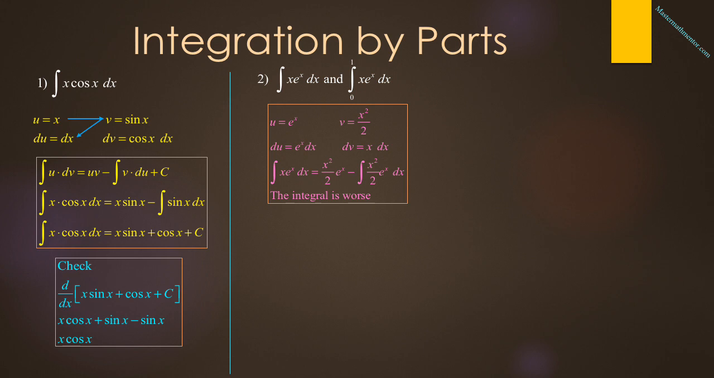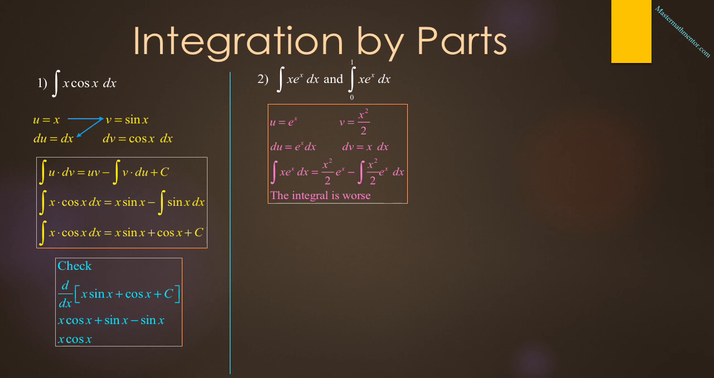In our chart, we have 3 items that we need to place in the u and the dv. The dx always goes to the dv, but we have to worry about the x and the e to the x. It's trial and error. Let's put the e to the x in the u category and put the x in the dv category. So if u is equal to e to the x, then du is equal to e to the x dx. And if dv is x dx, then v is the integral of that, which is x squared over 2.